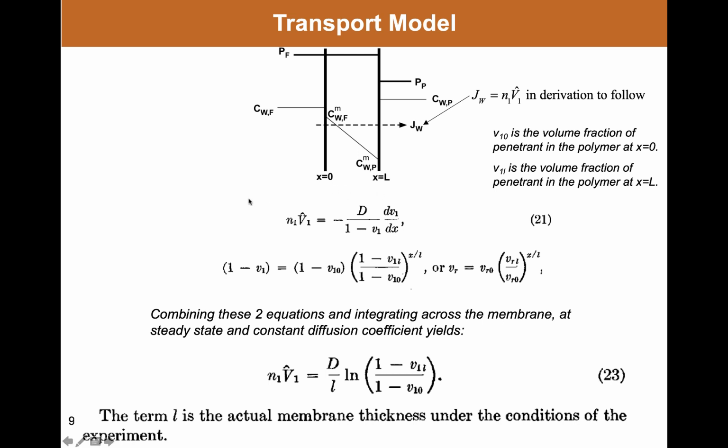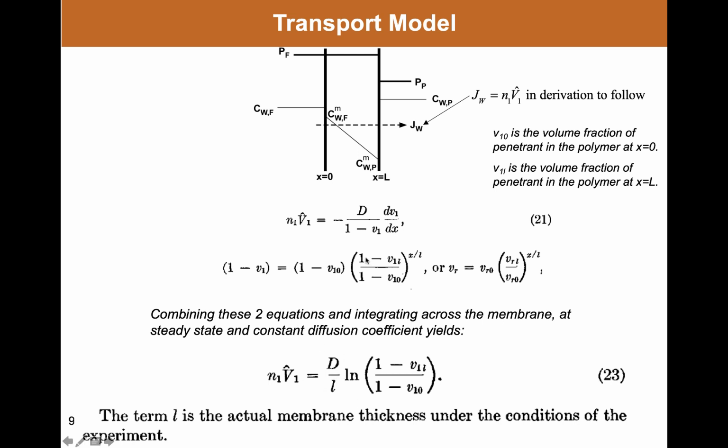The one additional point that has to be addressed in order to apply this model to experimental data: you can take the integrated flux model with the concentration profile we've just determined, put that concentration profile in, work out the derivative, and develop a model for the flux of penetrant, what we've been calling JW, the volumetric flux, in terms of the diffusion coefficient, the volume fraction of penetrant at the downstream and upstream side of the membrane, and the thickness of the membrane.